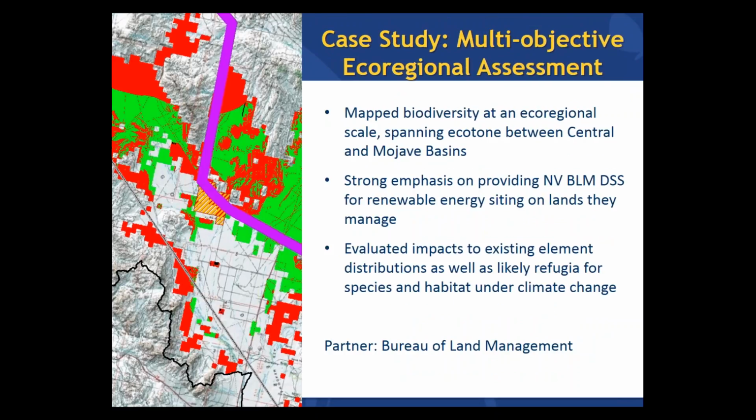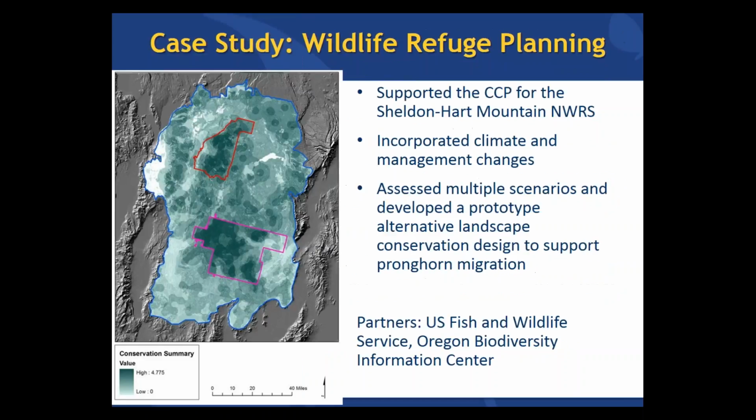Another large regional project for BLM was centered around the transition between the Mojave and Central Basins ecoregions. This far-reaching project addressed issues such as climate change, invasive species and fire regime, and several proposed electrical transmission corridors and solar plants.